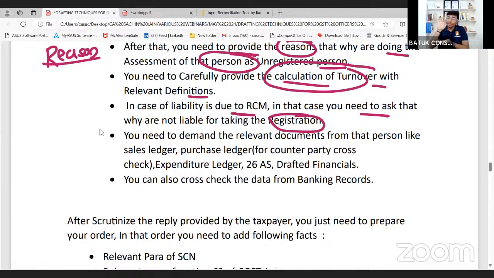In that case, when you issue the show cause notice, you also need to put that particular fact that you have taken the transportation services from this person, and hence you are liable to pay under the reverse charge mechanism. So why have you not taken the GST registration, and as per the data available with us, this should be your liability.